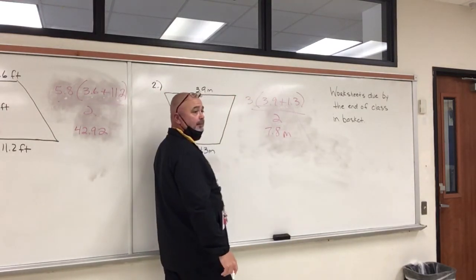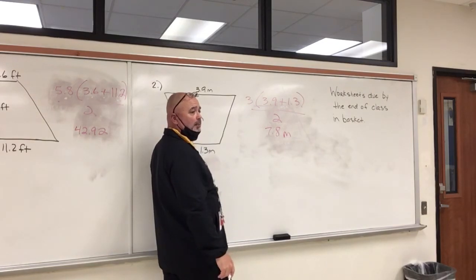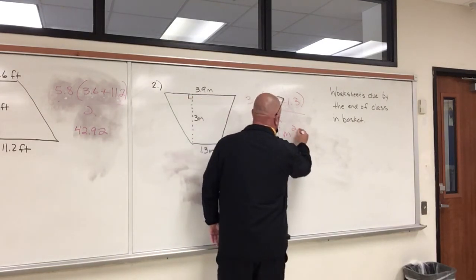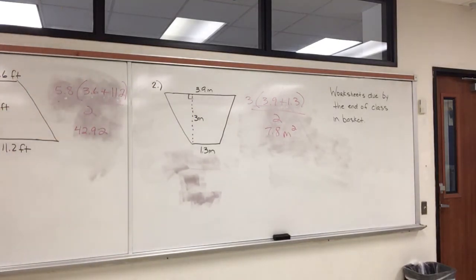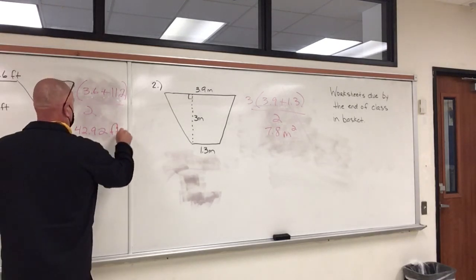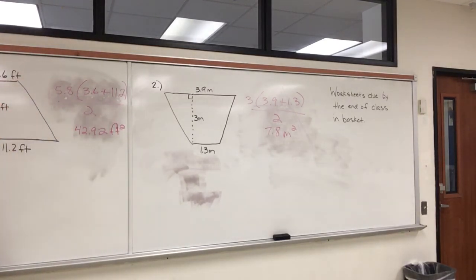Is it just 7.8 meters or is it 7.8 meters squared? All right, remember area is measured in square units. That one's square too. Yeah, it would be feet squared. Just like that. Okay? Does anybody have any questions of relevance?